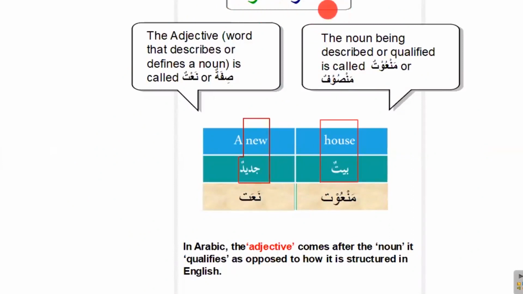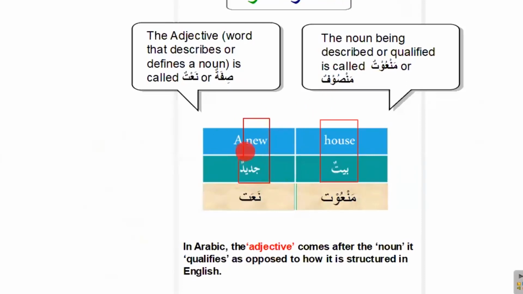An-na'at wal-man'ut. This is what we are looking at. It is not something strange. It is something that we have in the English language and even other languages. An-na'at simply means a sifa, or in English what we call an adjective. And then al-man'ut is the noun that is qualified by an adjective, the qualified noun. I hope that is clear. So that's simply what we mean by an-na'at wal-man'ut.